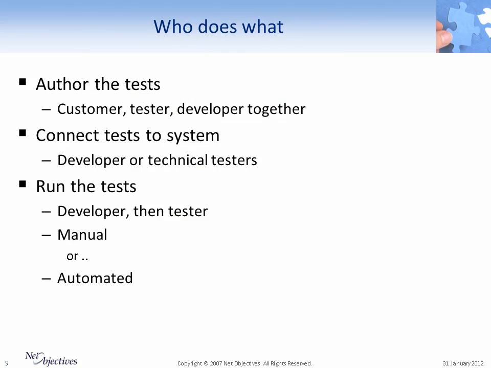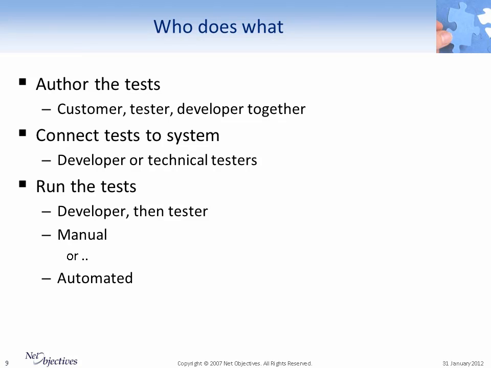The tests are authored by the triad, the customer, tester, and developer. At least one example used in the test should be created by the customer working with the tester and developer. And then the tester and developer can create more and have them reviewed by the customer. The developers or technical testers then connect the test to the system by writing short bits of code. Either developers and testers can run the test.